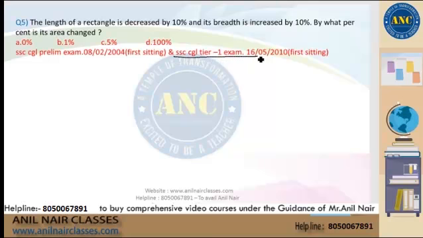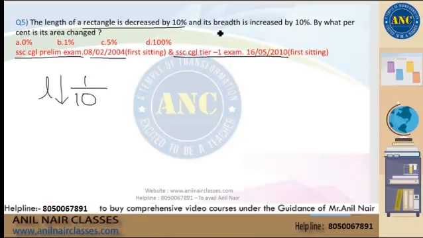SSC CGL Tier 1 exam 2010. SSC CGL Prelims exam 2004. Same question was asked. Forget about the successive percentage method. Forget about taking it as 100 and solving. Let us solve it in the easiest way possible. See here. The length of a rectangle is decreased by 10%. 10% means 1 by 10. Breadth is increased by 10%. Again 10% means 1 by 10. Over. Khel khatam, dukan band.